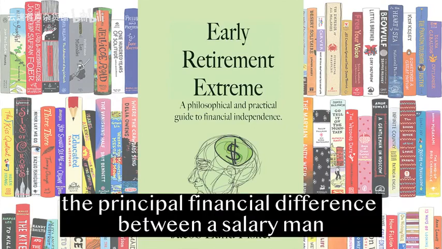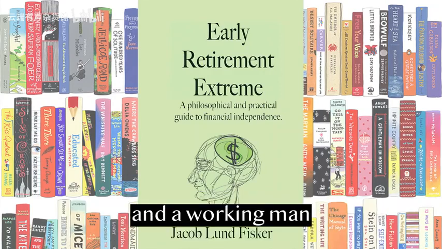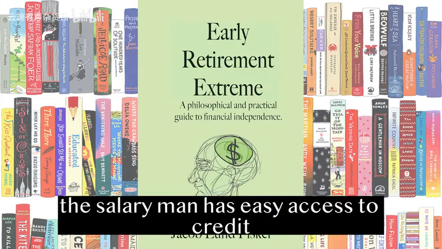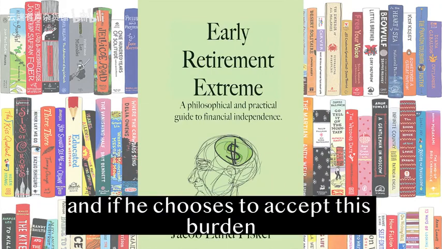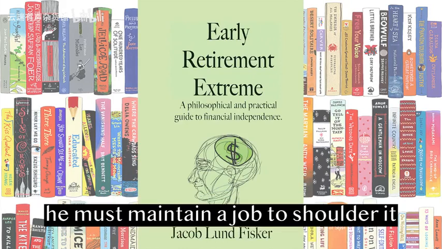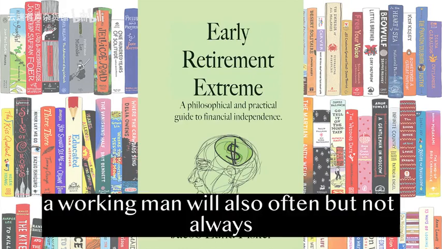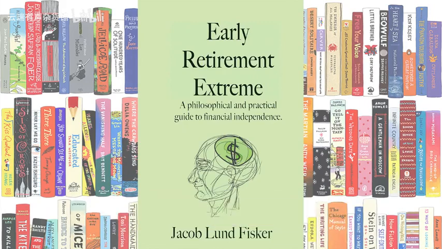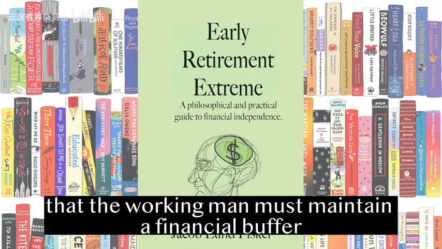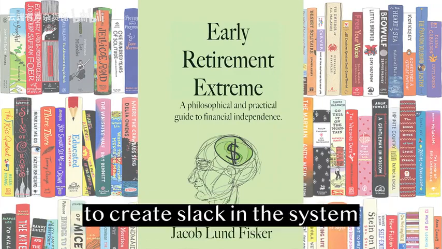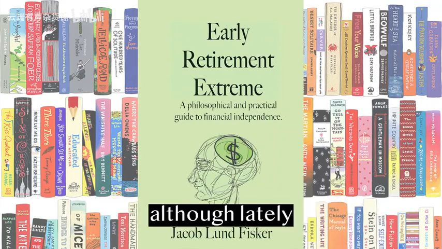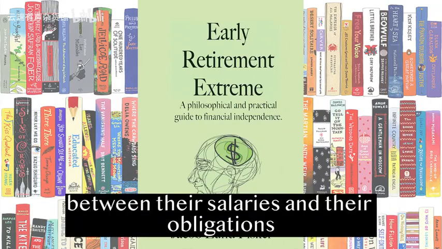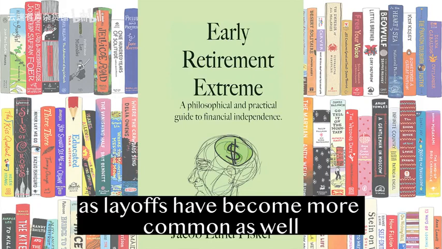The principal financial difference between a salaryman and a working man, as defined here, is the amount of fiscal coupling. The salaryman has easy access to credit, and if he chooses to accept this burden, he must maintain a job to shoulder it. A working man will also often, but not always, have easy access to credit. This means, as mentioned earlier, that the working man must maintain a financial buffer to create slack in the system. Although lately salarymen have realized the virtues of creating a buffer between their salaries and their obligations, as layoffs have become more common as well.